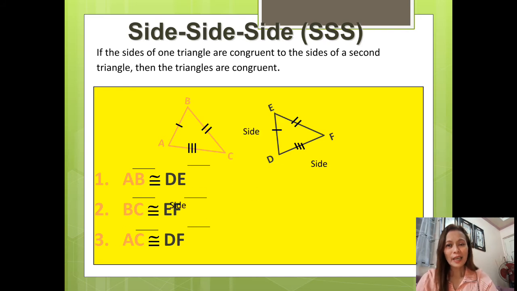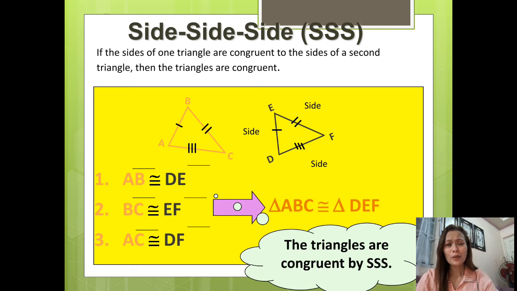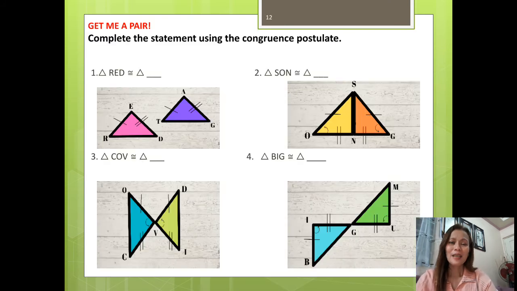And that is side, side, side. So there is no included part. Therefore, triangle ABC is congruent to triangle DEF. So the triangles are congruent by SSS. Let's have an example. Complete the statement using the congruence postulate. Triangle RED is congruent to triangle blank.